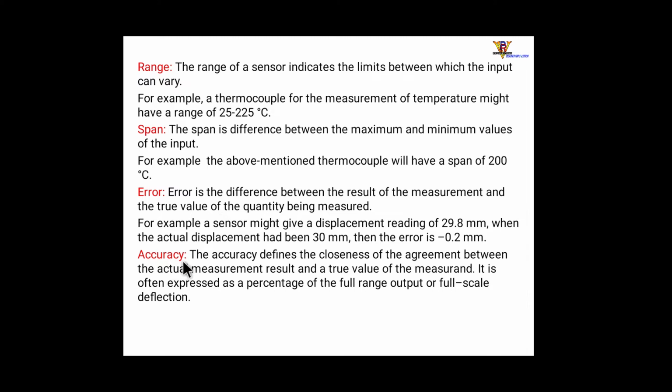Next specification of a sensor is accuracy. Accuracy defines the closeness of the agreement between the actual measurement result and the true value. Means how close your measured value goes to the true value. It is often expressed as a percentage of the full range output or full scale deflection.